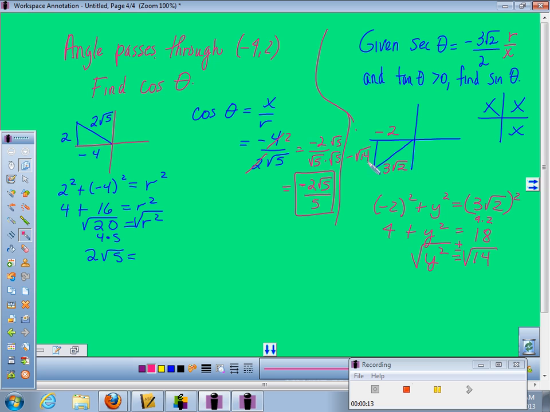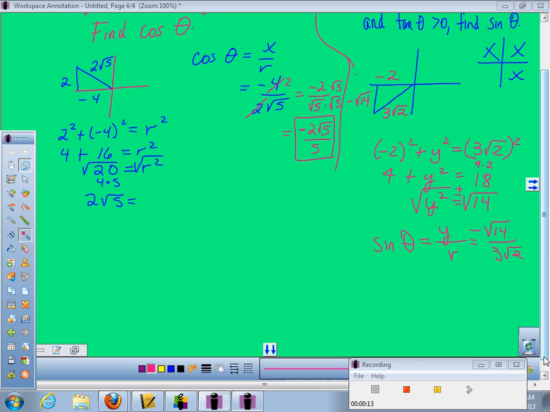Now, answer the question. I wanted you to find sine. To find sine, you have to know what over what? Sine is y over r. So get side y and side r here. Negative square root of 14 over 3 square root of 2. There's an easy way to simplify this without rationalizing. You're allowed to divide square roots. Will 2 divide into 14? Yeah. So you can just make that negative square root of 7 over 3, and there's your answer.